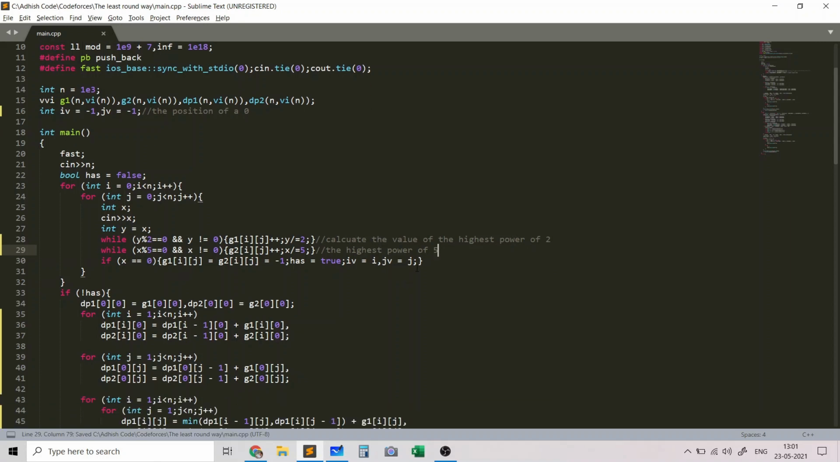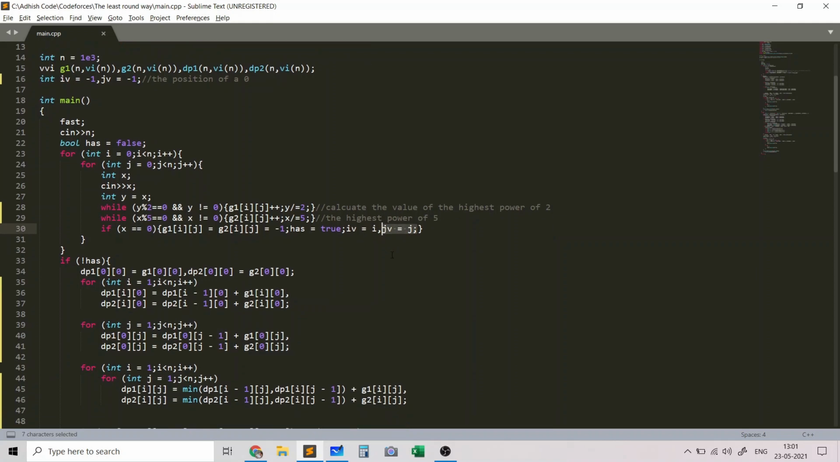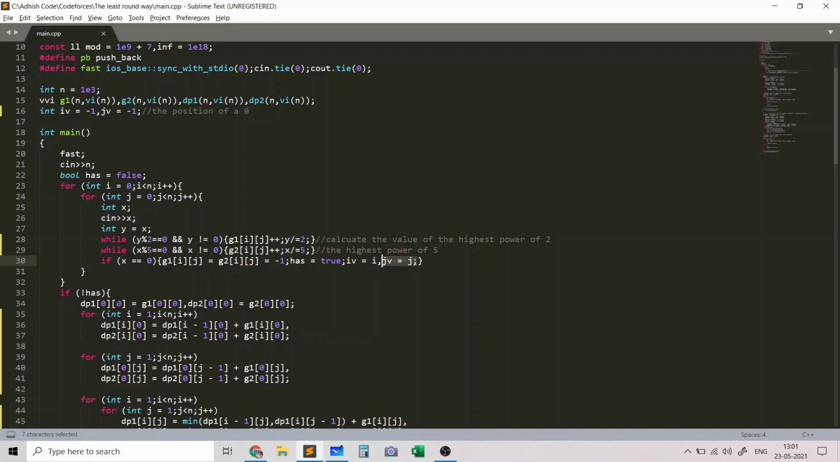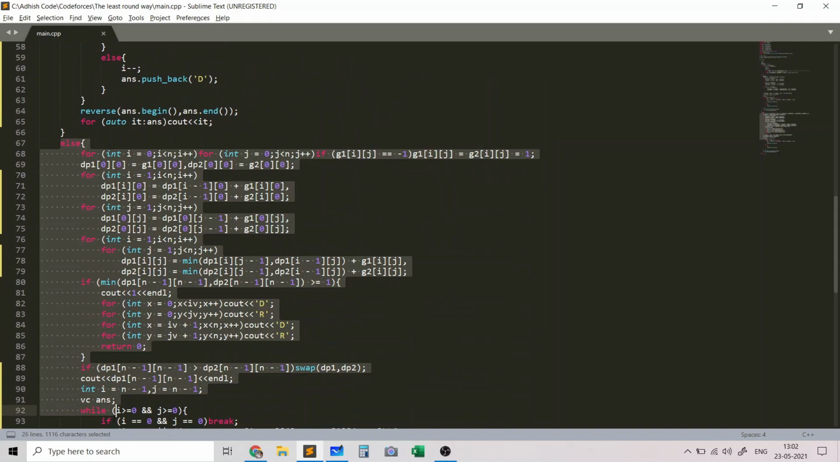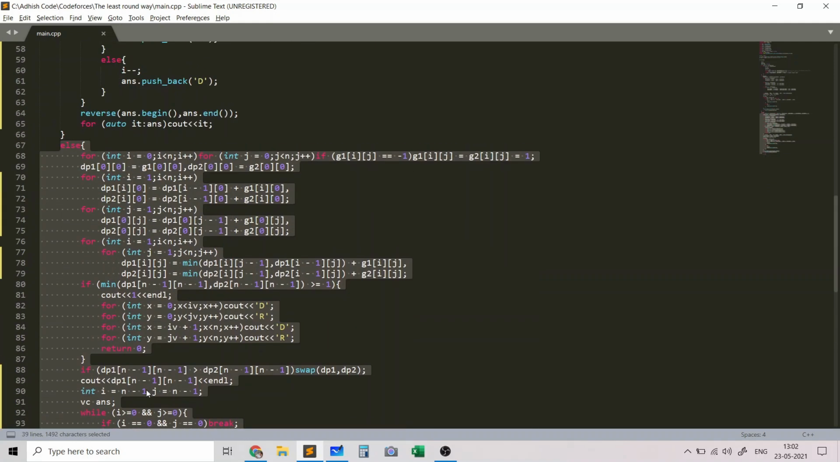And then if that number is a 0, we initialize g1 of ij and g2 of ij to be -1, and we set has to true. Basically, has denotes whether or not the grid has a 0, and we point the location of the 0 to ij. If the grid does not have a 0, this is the main part which I'll explain. If it has a 0, you should be able to figure out on your own because it's essentially the same thing.